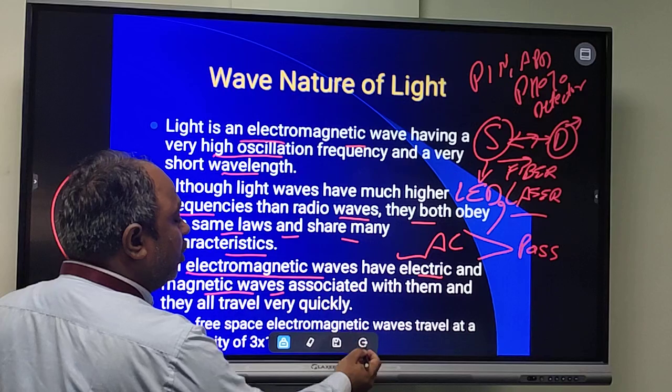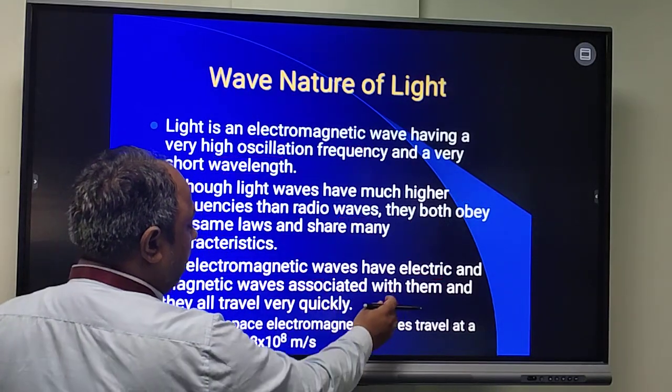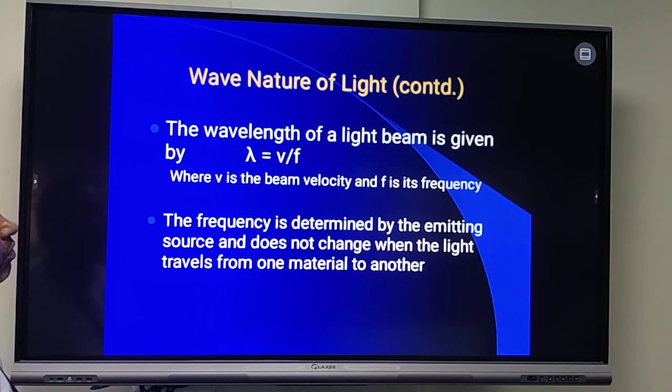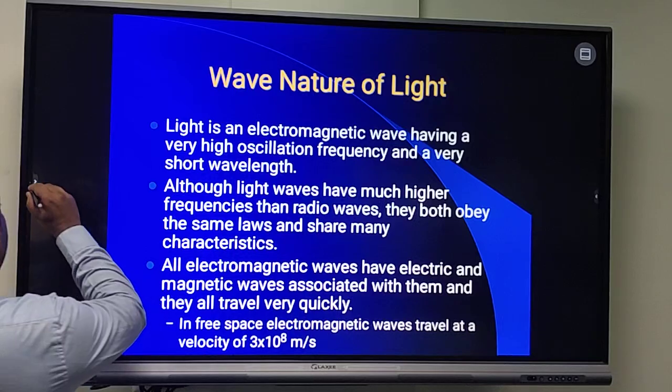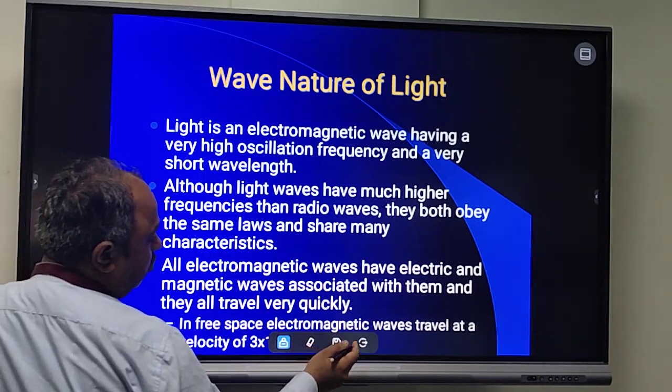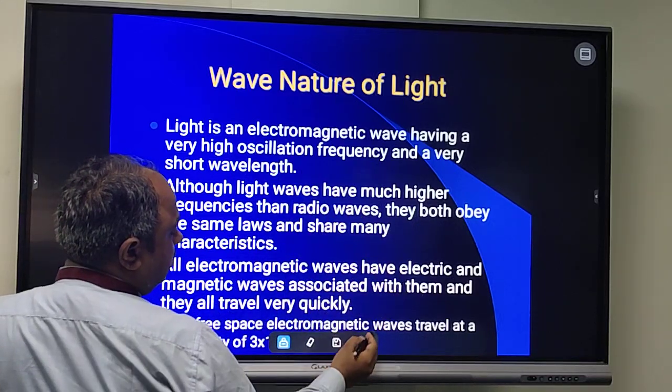Now coming to the next slide, I will explain a little bit more. The wavelength of a light beam is given by lambda equals v upon f. This is the basic formula of optical communication and wavelength transmission. Look at this.